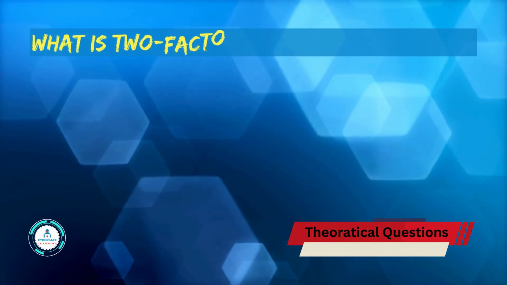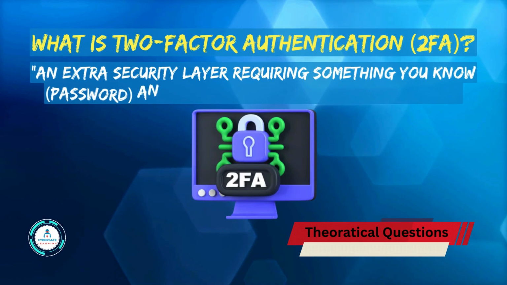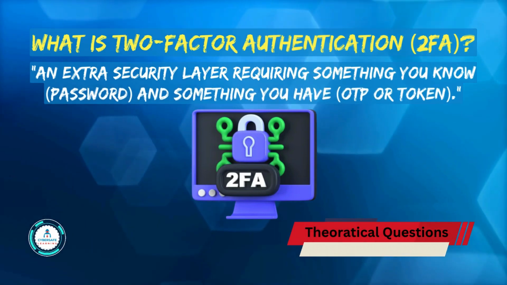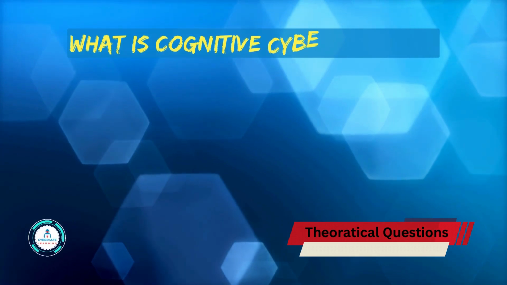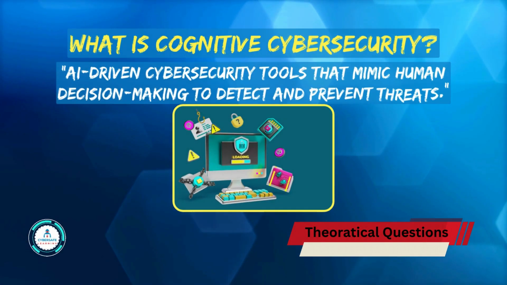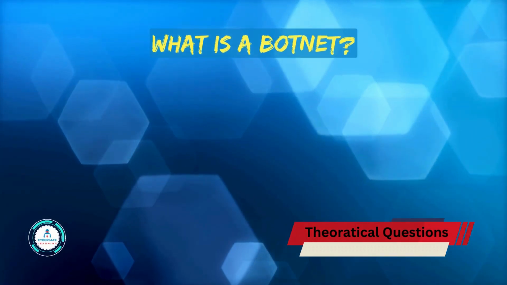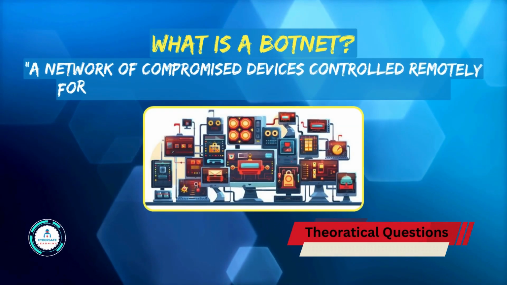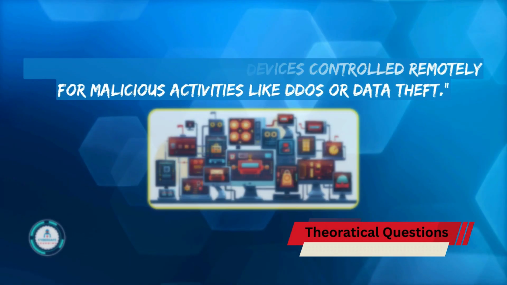What is two-factor authentication? An extra security layer requiring something you know, a password, and something you have, an OTP or token. What is cognitive cybersecurity? AI-driven cybersecurity tools that mimic human decision-making to detect and prevent threats. What is a botnet? A network of compromised devices controlled remotely for malicious activities like DDoS or data theft.